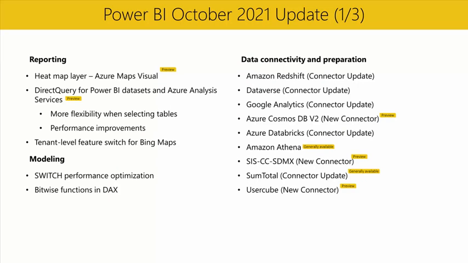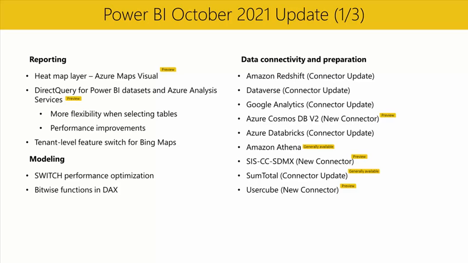You can find this new option in the admin portal. Moving forward, Bing Maps will require explicit opt-in for new tenants, meaning it will be disabled by default. Existing tenants should not be affected, but note that the option will now exist to disable the visual.